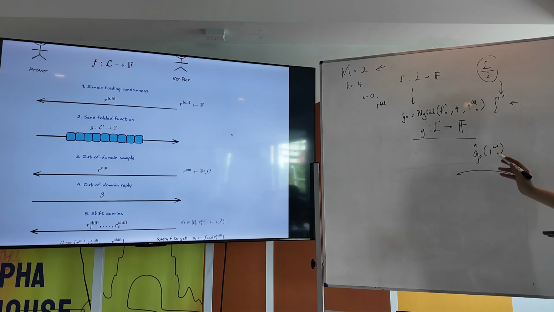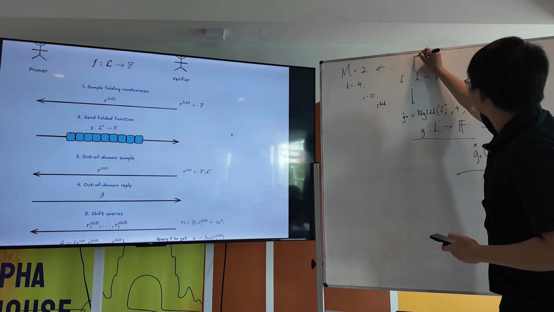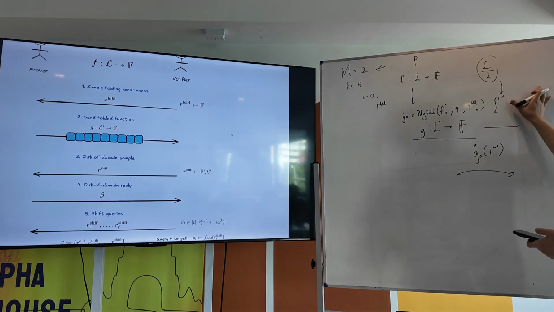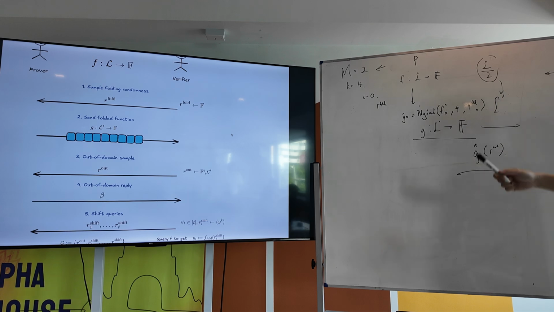Let me add a few things here. Let's label this P, and V sends over the r value. In the first step it's r_fold, and then here it's r_out. So the prover takes the value given by the verifier and then sends over the evaluation.